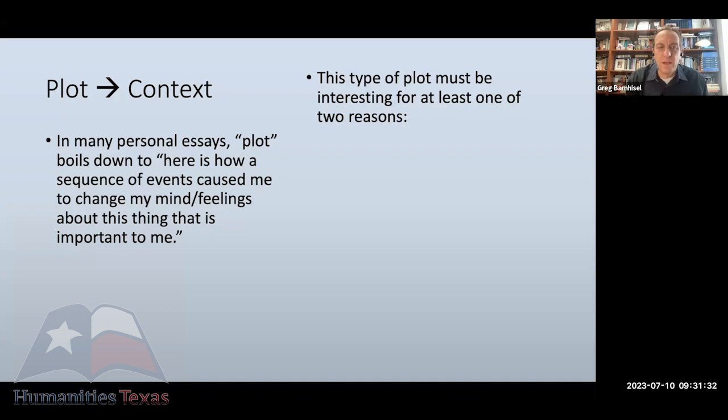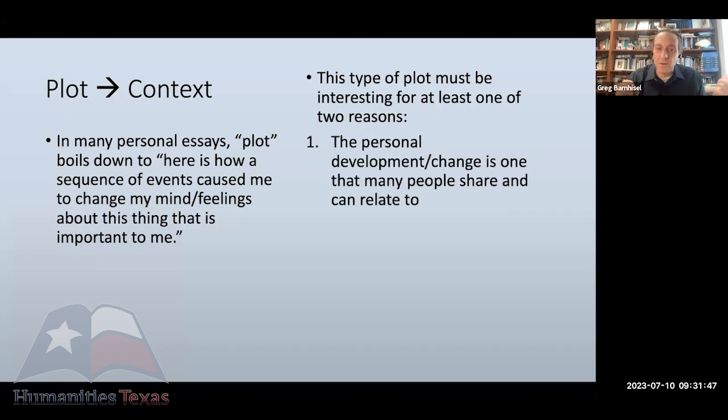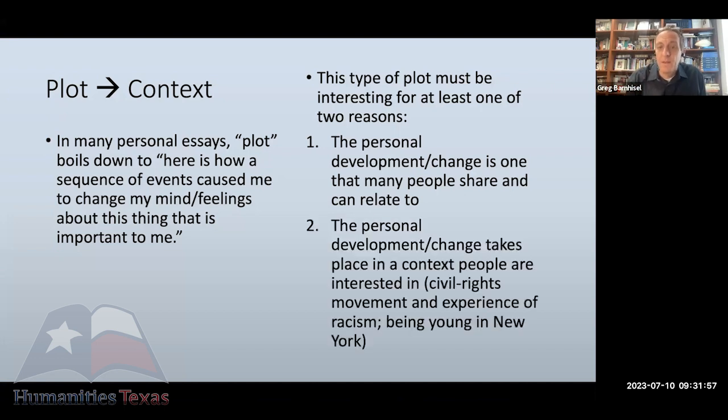So I have here on this slide, in many personal essays, plot boils down to, here is how a series of events caused me to change my mind or feelings about this thing that is important to me. So this is probably the most common type of personal essay, but this type of plot has to be interesting for at least one of two reasons. Either the personal change or development is one that many people share and can relate to, and it's a kind of different or unique take on that, or the personal development or change takes place in a context that people are interested in.